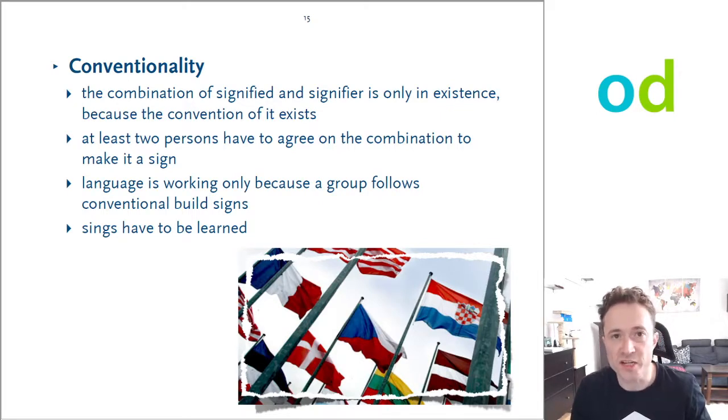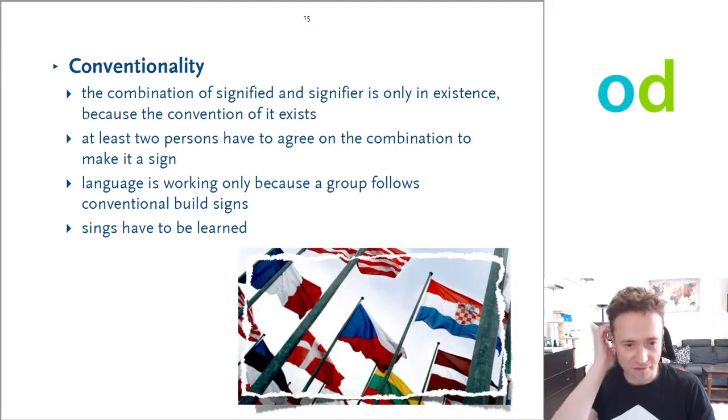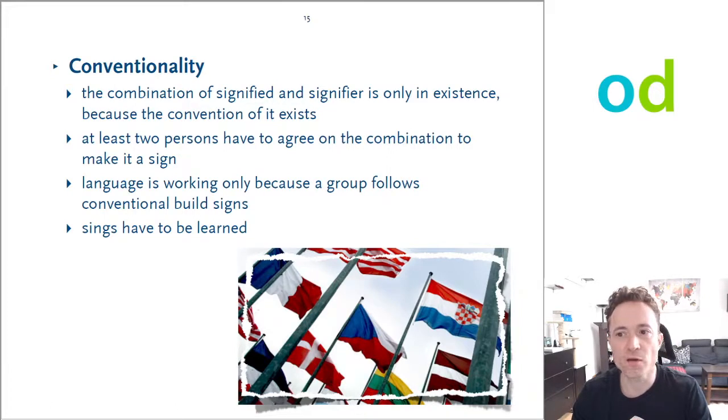So language is changing, it's changing all the time, but it's changing slow enough for us to learn these conventions and realize the changes. To break it down, you can say at least two persons have to agree on the combination to make it a sign. If it's only one person, it's possibly also an extreme case. You can say, okay, I'm defining certain words for myself, for my future self, and only myself can understand them. That's an extreme case, but it's also still a conventionality.